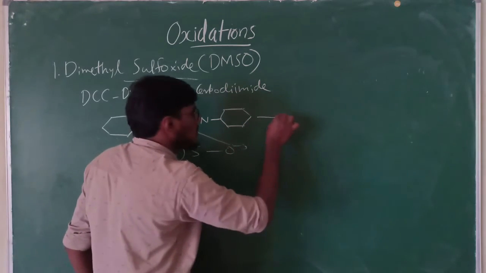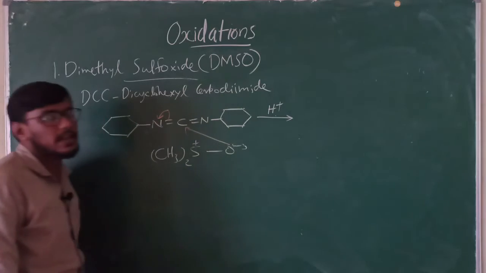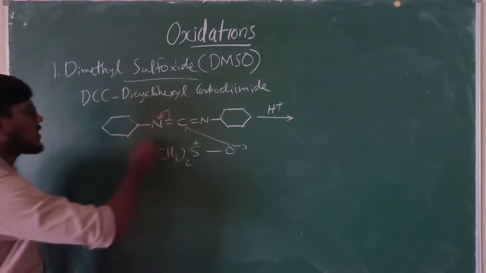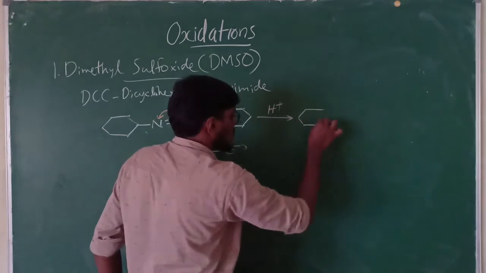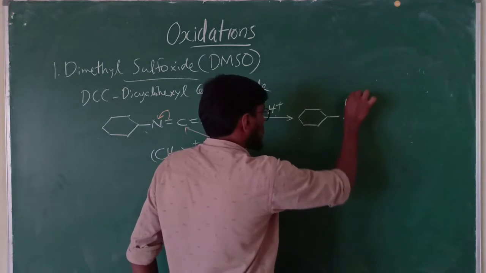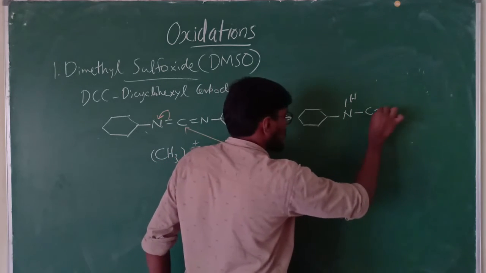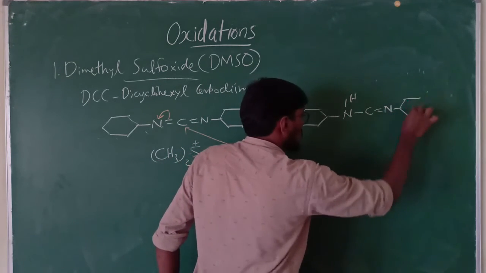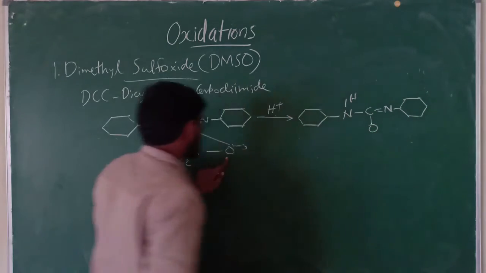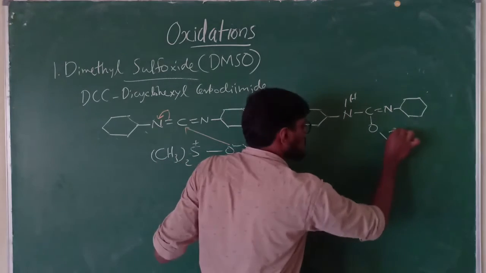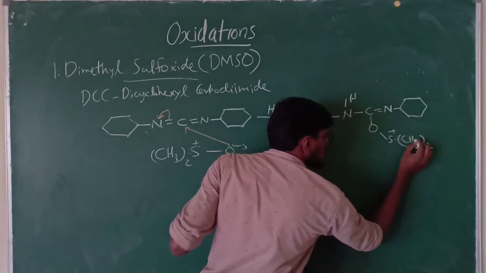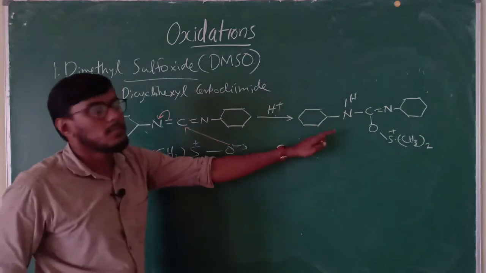And you must remember this step is catalyzed by an acid, H plus. This first step of this reaction is catalyzed by an H plus, and here forms an intermediate like this. This NH attached here, then C double bond N, this one, and to this carbon there is attached this oxygen, then S plus, CH3 twice. So this DMSO becomes activated.